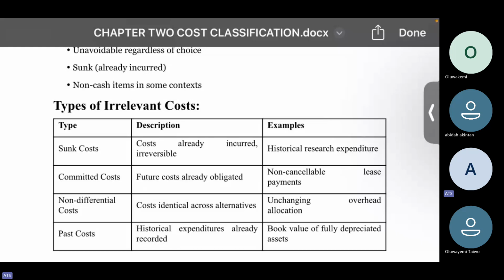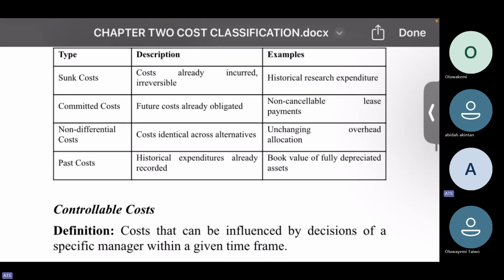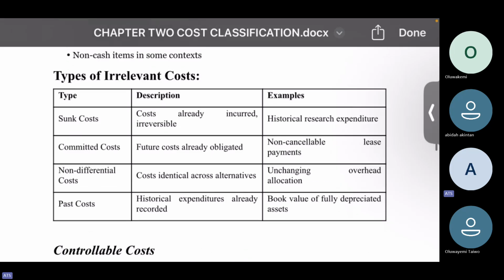Then non-differential costs and past costs. So costs that you've already incurred in the past, that you've already bought, whether you need it now or not. Like with the machine example I used, you already bought a machine. So whether you decide to take that contract or you decide not to take the contract, you've already bought the machine and that money is gone.